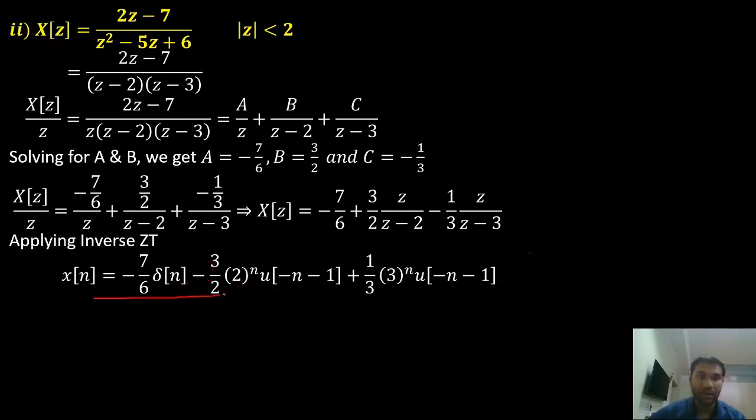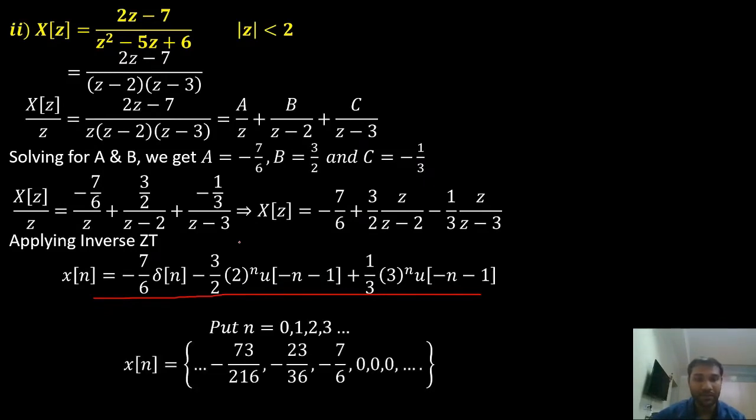So this is how I can apply the inverse Z transform. Now if I substitute values of n, like n equals 0, n equals -1 and n equals -2, I will get the same answer that I obtained in the power series method.